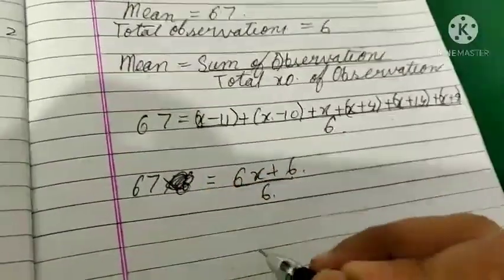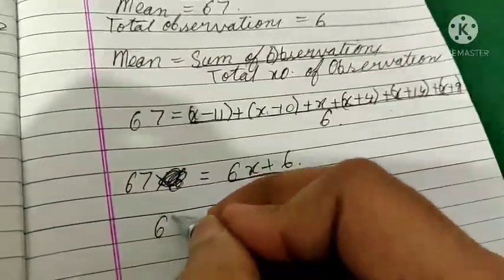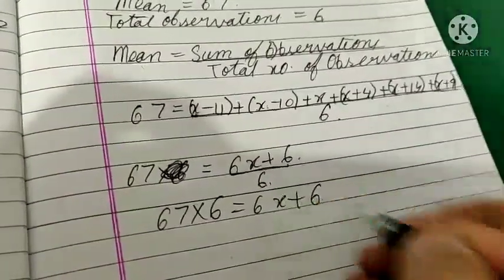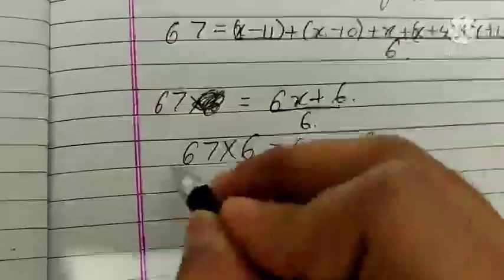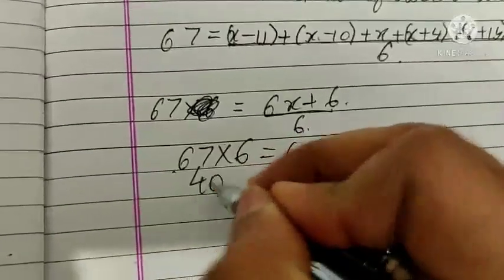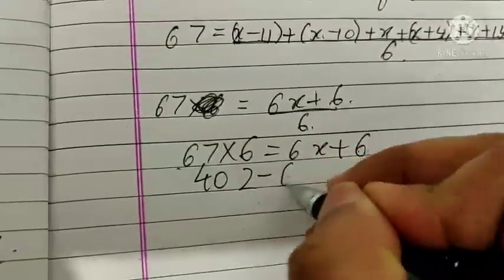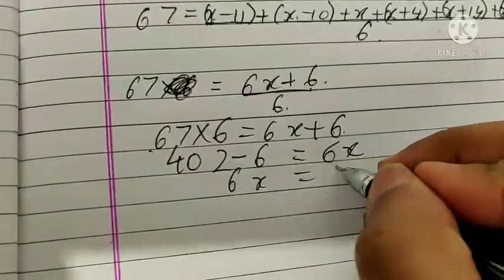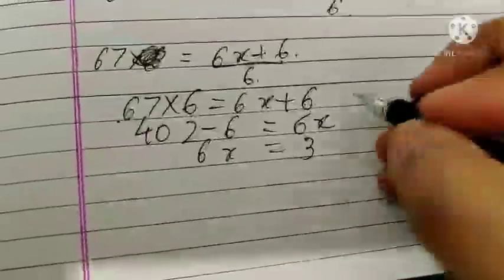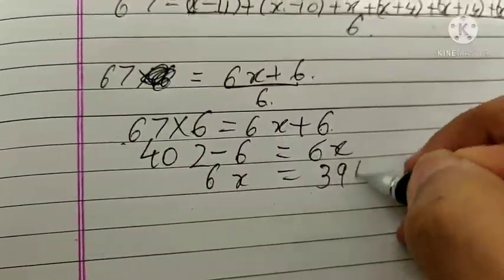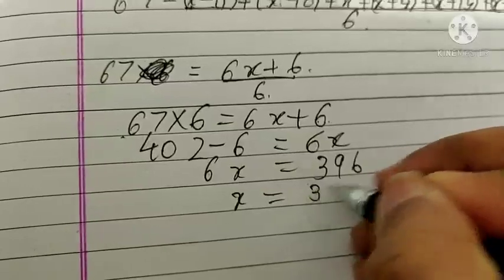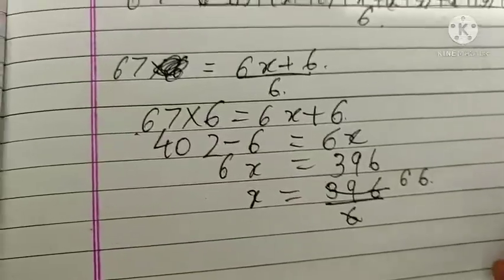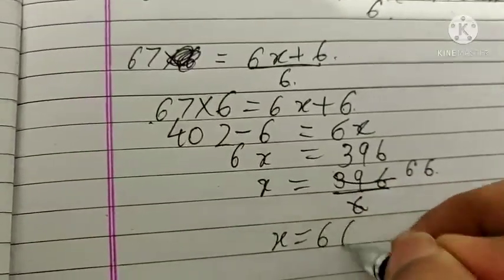This 6 will go and multiply here, 6x plus 6. So 67 into 6 is 402. This plus 6 comes here as minus 6, equals 6x. So 6x is equal to 402 minus 6, that is 396. x is equal to 396 upon 6, that is 66. So x is equal to 66.